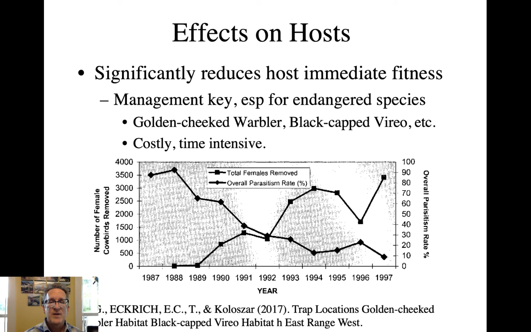As you can see here from this study on golden cheek warblers, when you remove brown-headed cowbird females, if you look at the parasitism rate, which is shown by the squares here, it's much lower. As you reduce your effort to remove females, parasitism rate increases. Again, so there's a big inverse here. Low removal of females, you're going to have higher parasitism rates. Increase removal of females, you get a decrease in parasitism rate.